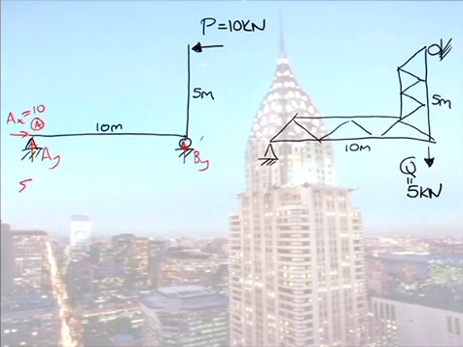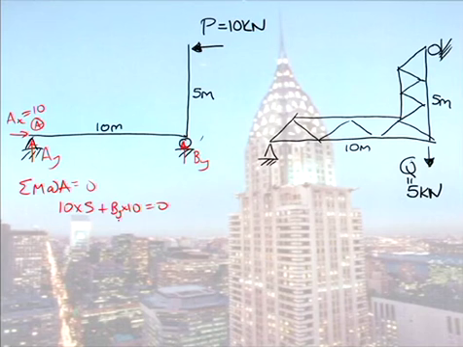And taking moments at A, I have 10 times 5 going anti-clockwise. Can you see that? Yeah? Plus BY times 10. So from that we know that BY is equal to 5 kilonewton. And it's minus 5 kilonewton. Can you see that?